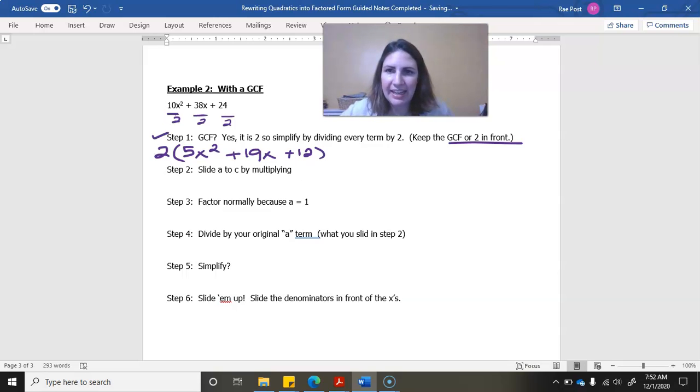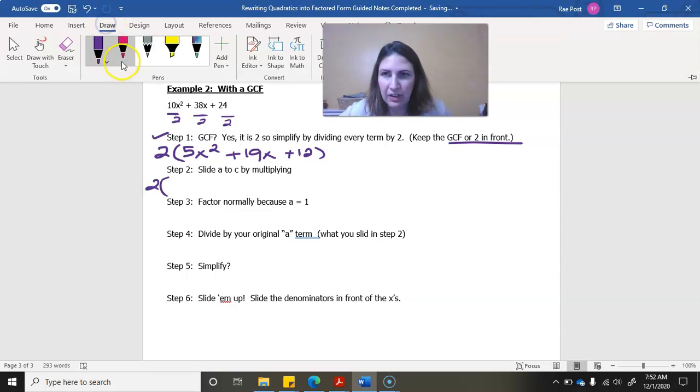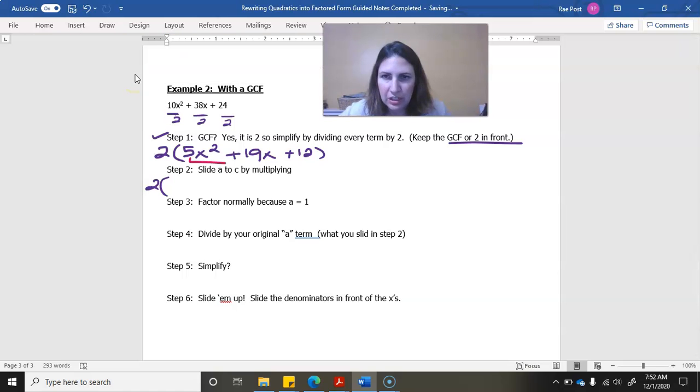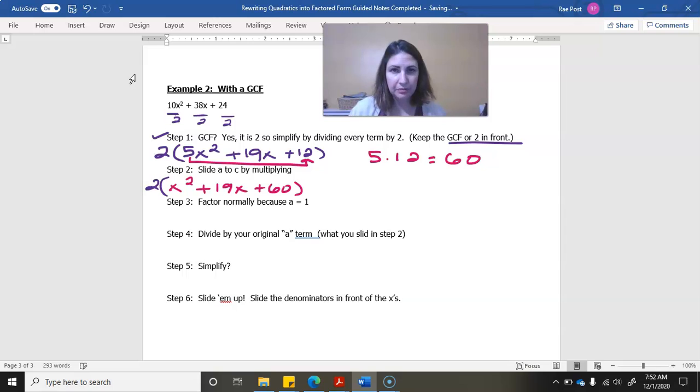Step 2 says slide A to C by multiplying. This is where I can see there might be some confusion. Your A is actually this 5 right here. So this is like your new A. You're going to slide it all the way to C by multiplying. So that's 5 times 12, which is going to give us 60. So now we have x squared plus 19x plus 60. Okay, so that's step 2.